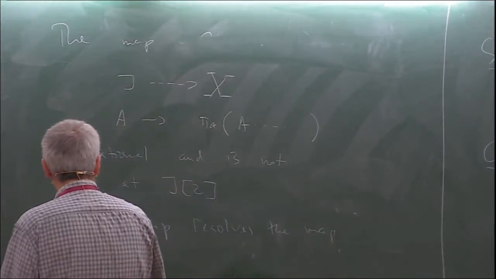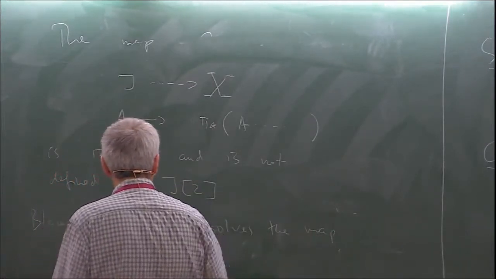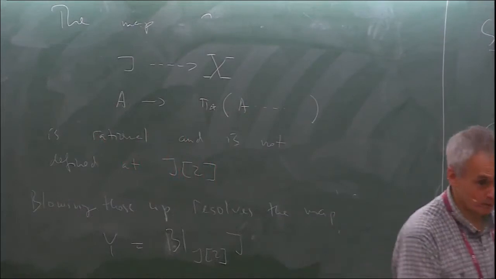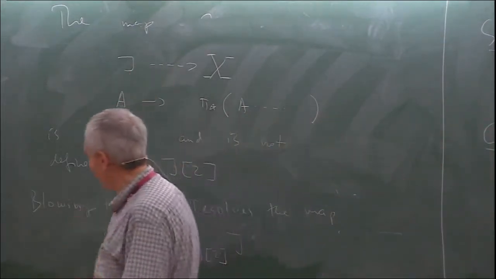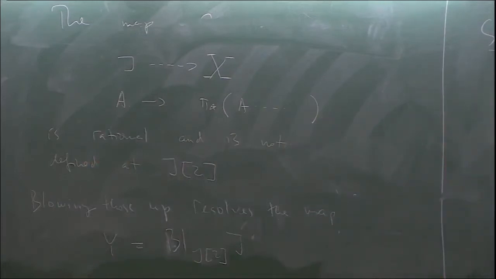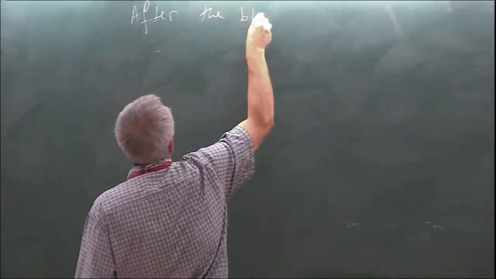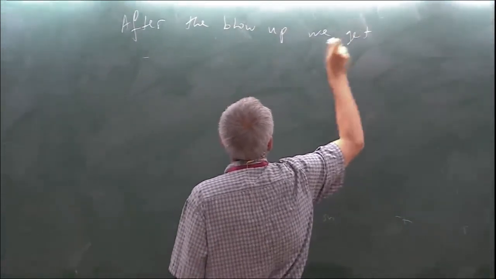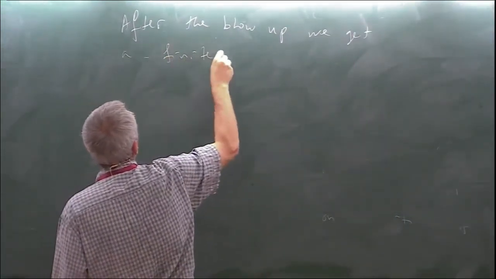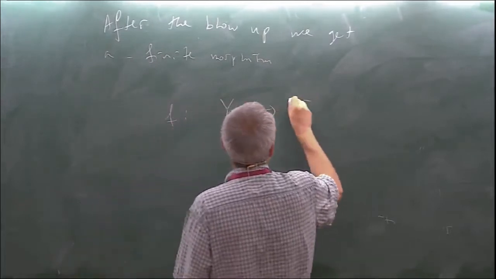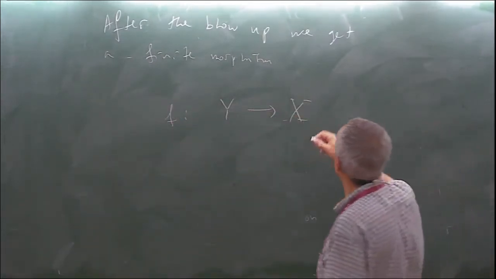So I'm going to write Y for the blow up of the Jacobian of the spectral curve at the 16 points of order 2. And then this map becomes a morphism, and in fact a finite morphism. I mean, the original map is quasi-finite, it's just not proper. After the blow up, we get a finite morphism. I'm going to call it F from Y to X. In fact, it's finite of degree 4.